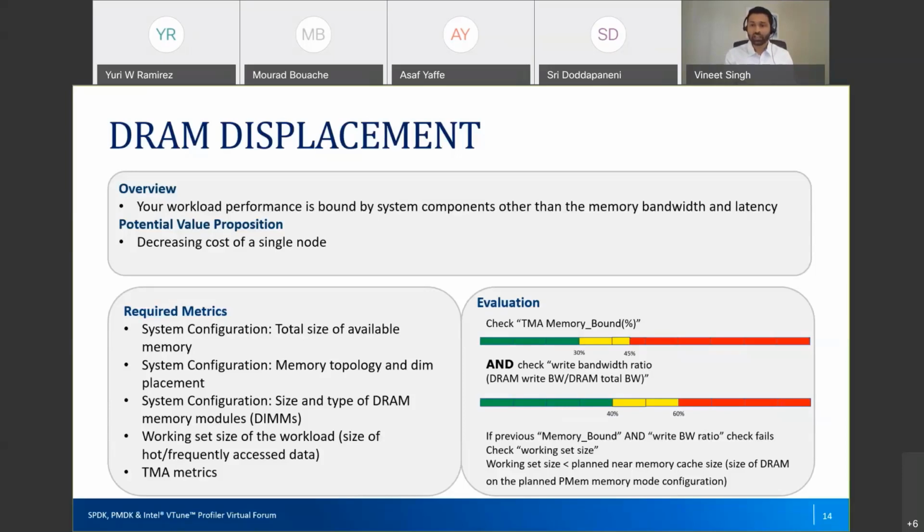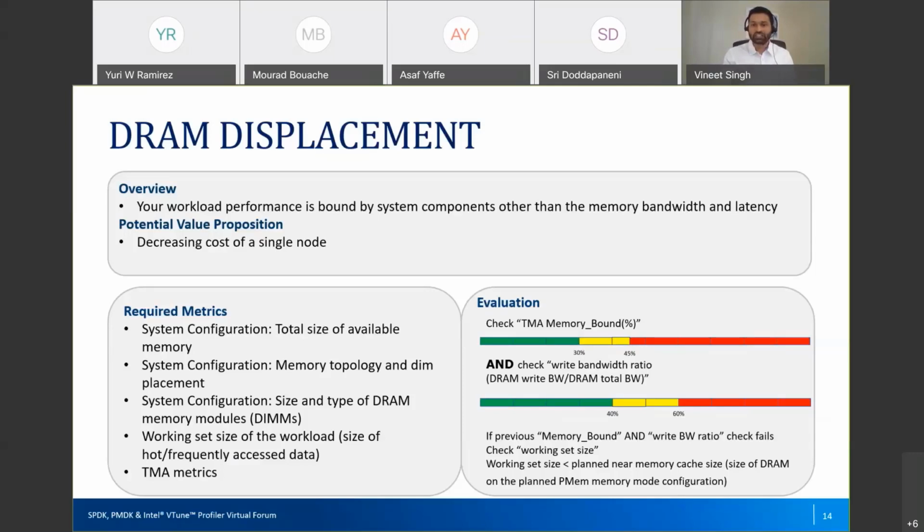Now, there is a particular scenario where, even if you are very memory bound and write intensive, PMEM can work for you. The scenario is if your workload's hot data completely fits into the near memory cache. Now all your accesses are coming from the near memory. You don't have to go to PMEM every time. That means you will see performance comparable to DRAM.